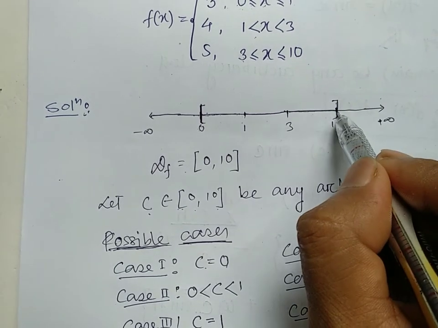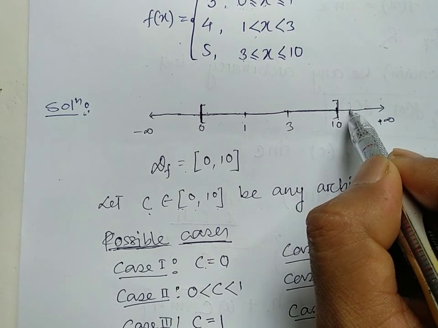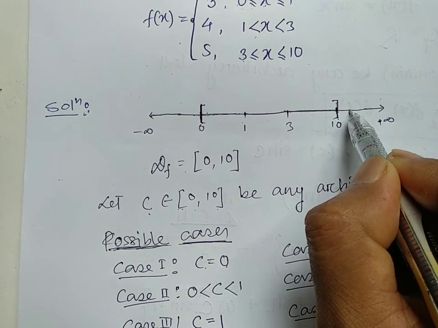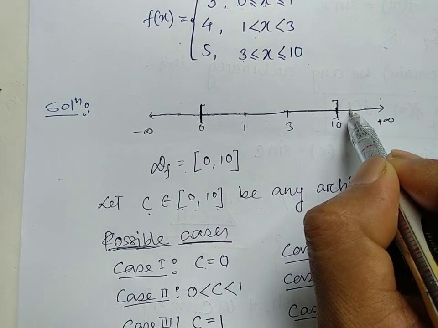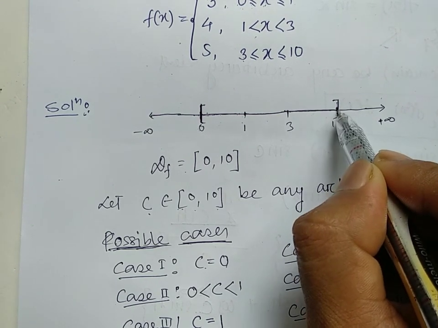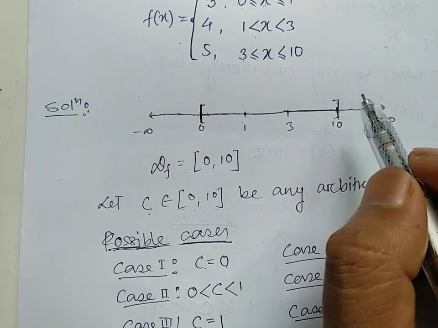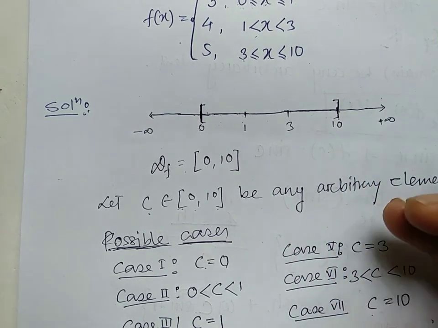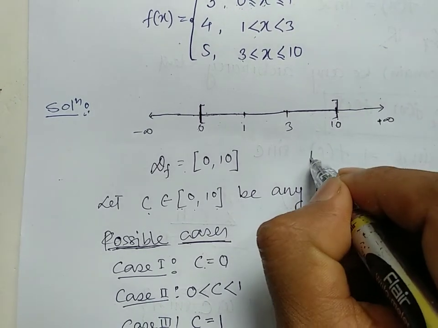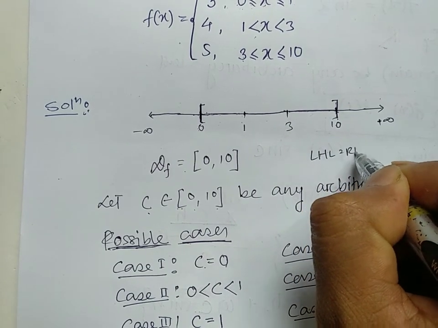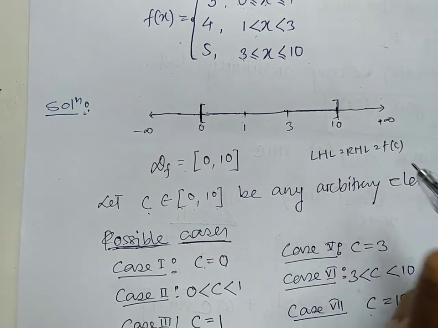Similarly, at 10, right hand limit is not there. Right hand side point is not there, so we will not try to find out a right hand limit. We will try to find out a left hand limit as well as a functional value. If they are equal, then it will be known as continuous. Because what is the condition for continuity? Left hand limit is equal to right hand limit is equal to functional value.